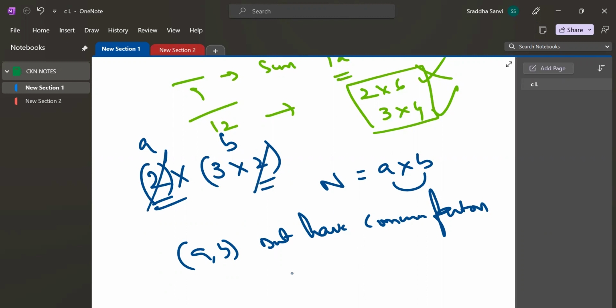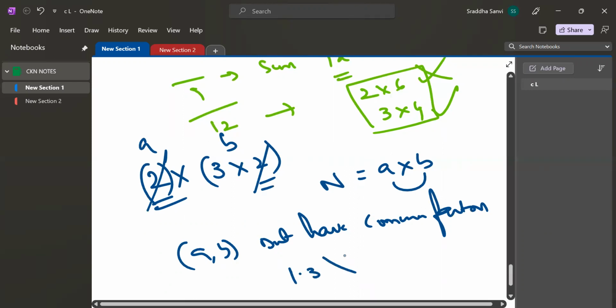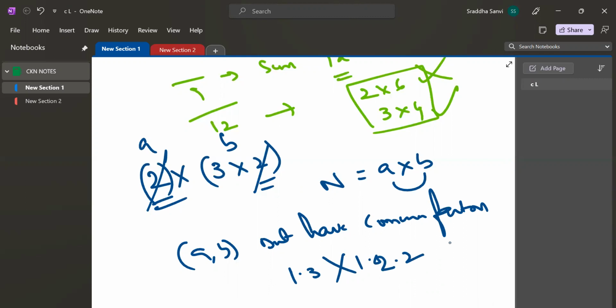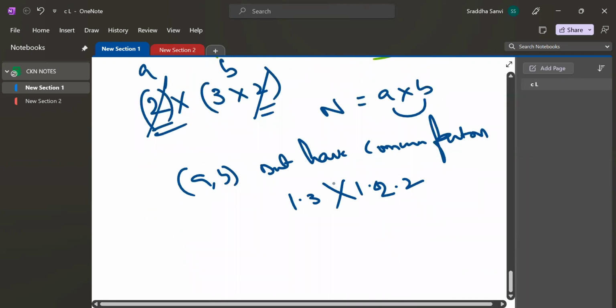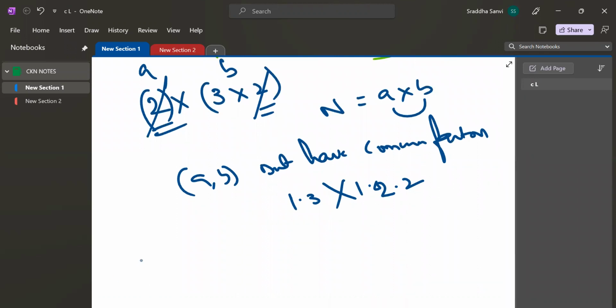But in case of 3 into 4, 3 is 1 into 3, and 4 is 1 into 2 into 2. Other than 1, do you find any common factors? No. That's why you don't have any common factors, and that's why the divisibility rule is going to be 3 into 4. So henceforth, to define any divisibility rule, write it as A into B and ensure that A and B don't have common factors. Got it? Now we will understand the question.